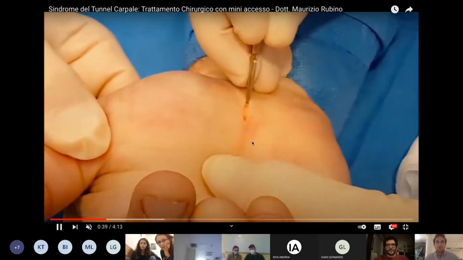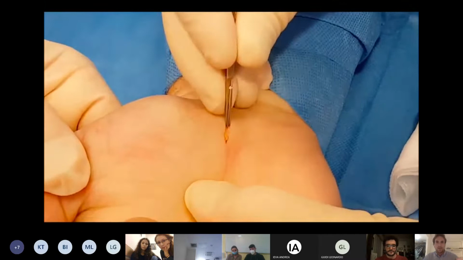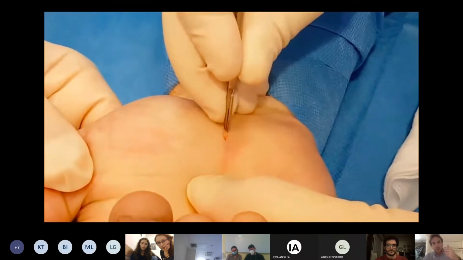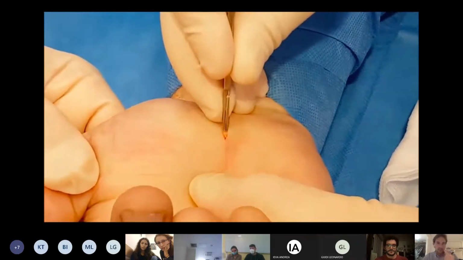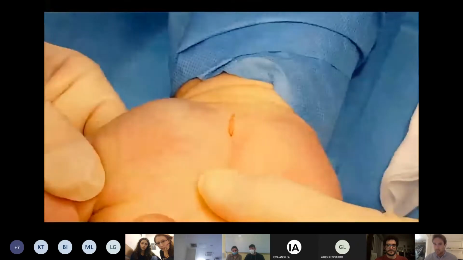Obviously, this surgery is very technically demanding because you're not able to directly visualize the transverse carpal ligament, but you have to feel it, okay? It's a matter of sensation and feelings. Thus, it is very technical and difficult.